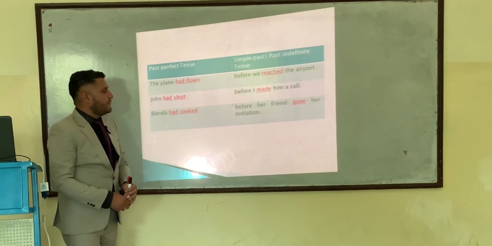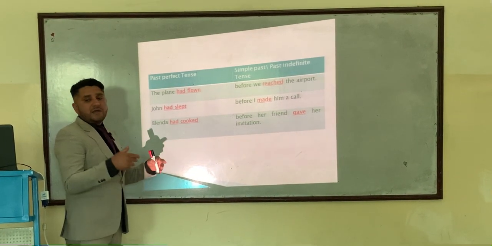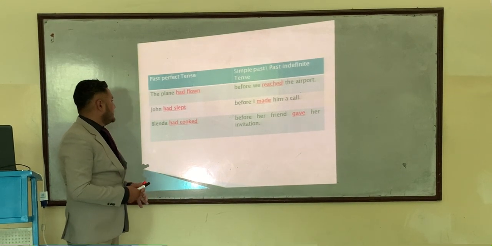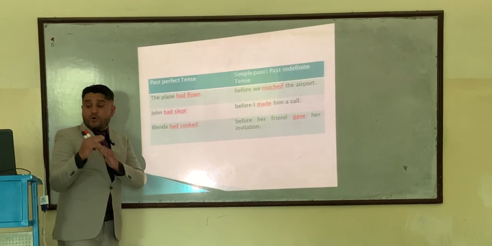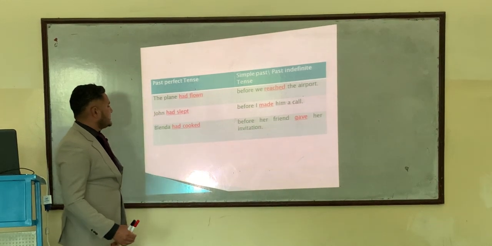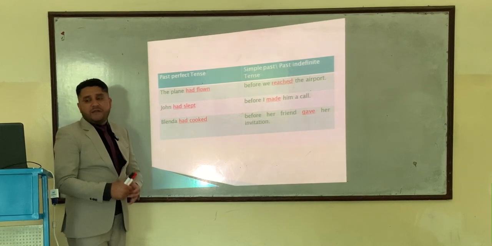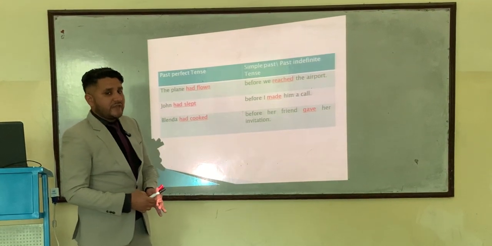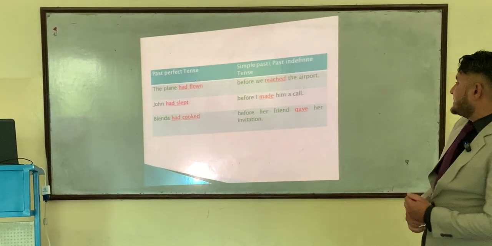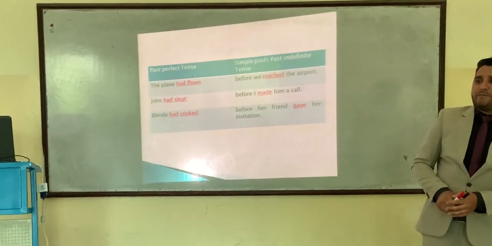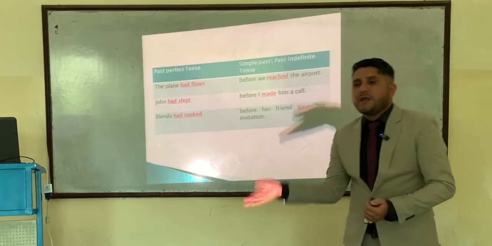And John had slept before I made him a call. John slept before my call, so when I made him a call, he had already slept. That's why John had slept is in the past perfect, and before I made him a call was made later, so it's in the simple past tense. And Glenda had cooked food, that's before her friend gave her invitation. Before the invitation she had cooked food, that's why this action has been written in the past perfect. So the action which is completed first is in the past perfect, and the action that's completed later is in the simple past tense.